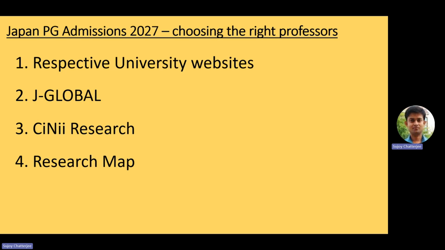So these second, third, and fourth options, that is J Global, CiNii Research, and researchmap, are all online portals which host research-related information from across the world. There you can search for Japanese professors and the research they are doing, and you can check if that meets your own research needs or not. So in this video, we are going to discuss each of these four ways in detail. So let's begin with the first one, respective university websites.